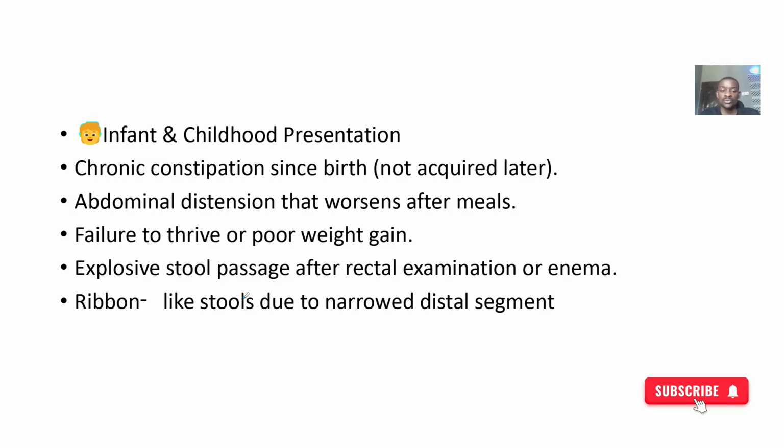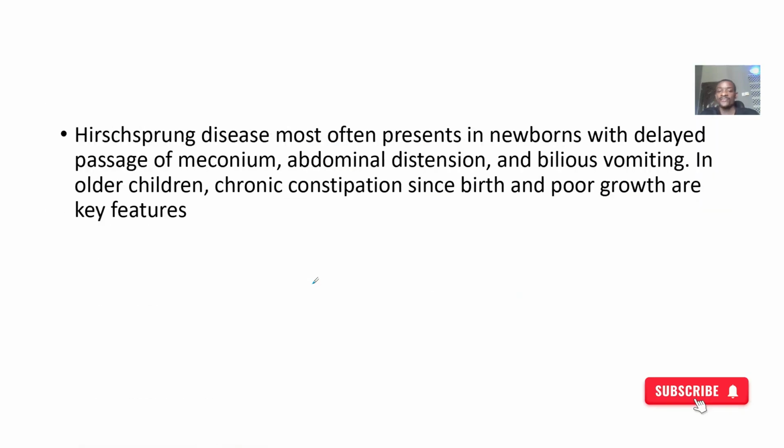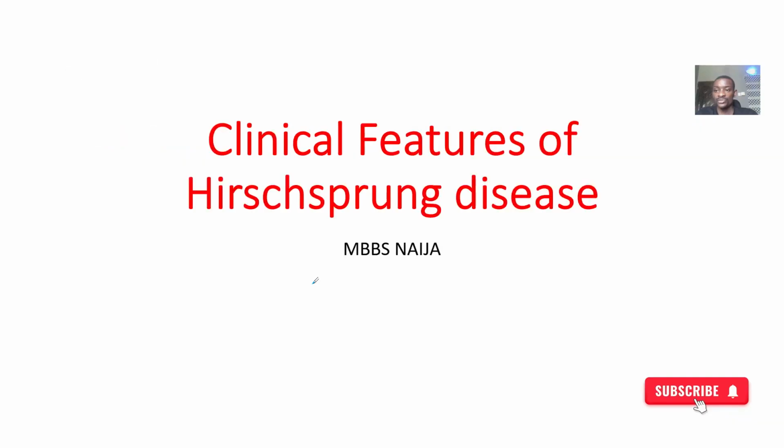Then explosive stool passage after rectal examination. Then ribbon-like stools. So these are the various clinical features. That's basically trying to look at the signs and symptoms for Hirschsprung's disease.